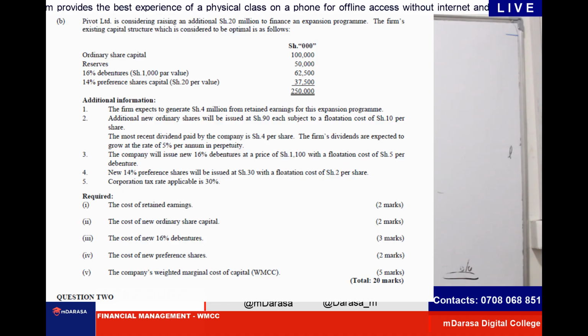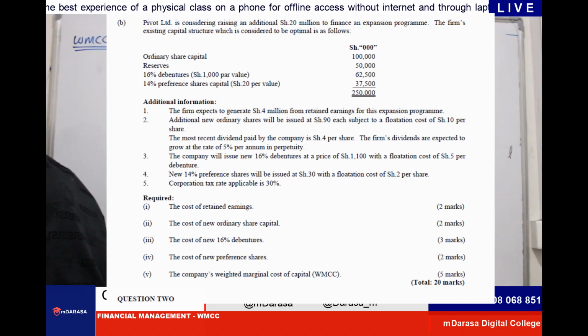Then we are told to determine the cost of retained earnings, cost of new ordinary share capital, cost of new 16% debentures, and cost of new preference shares. Then the examiner wants us to determine the company's weighted marginal cost of capital, which is WMCC.